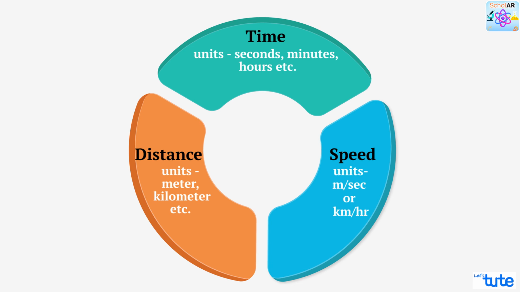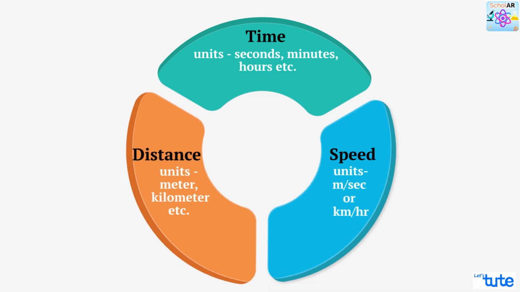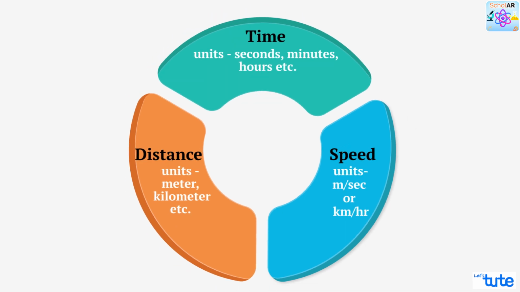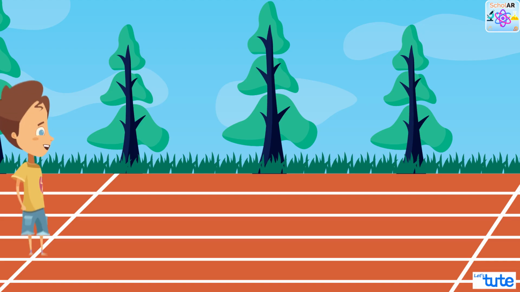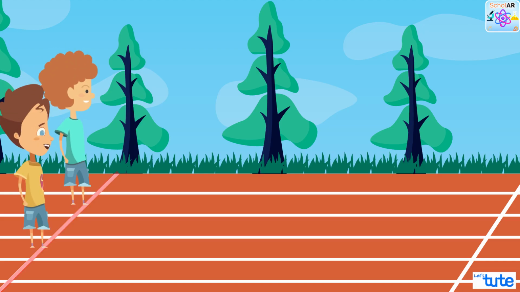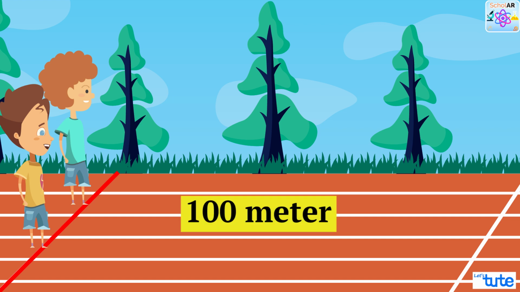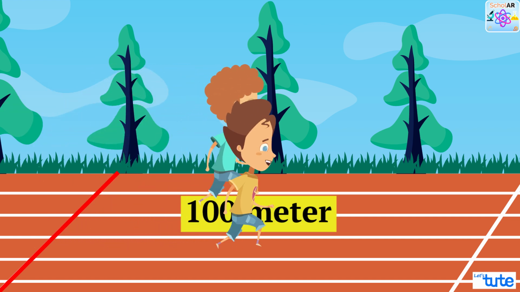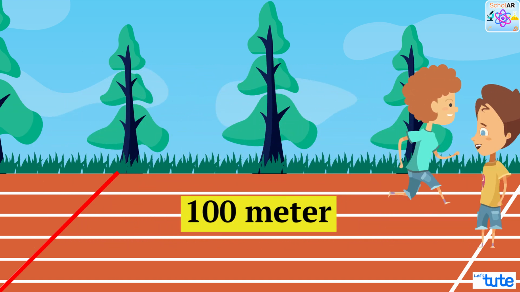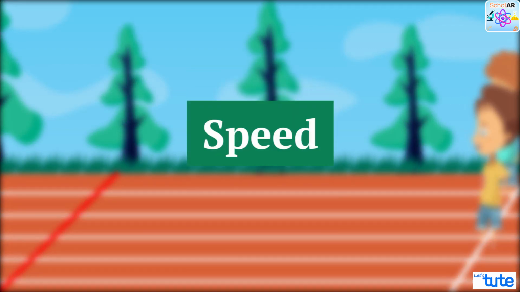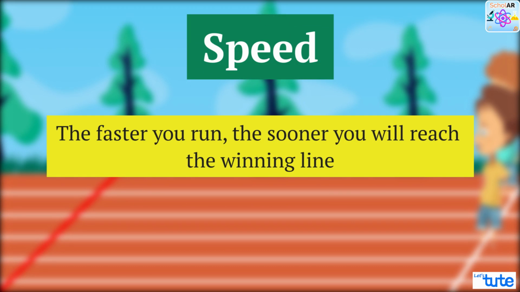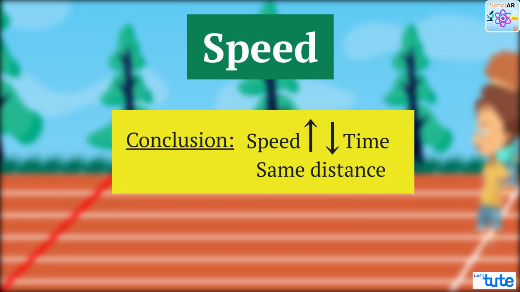Now, how are these three things, that is the speed, distance and time, related to each other? Let's try to find this relation using this example. Suppose you and your friends are standing at this line and start running a 100-meter race. What is the most important thing you need for the win? Speed? Yes, you got it right. The faster you run, the sooner you will reach the winning line. So, what do we conclude from this? More the speed, lesser time you will take to cover the same distance.